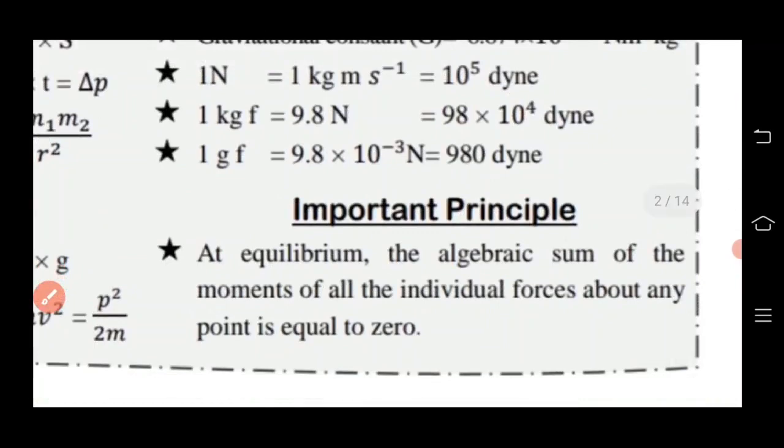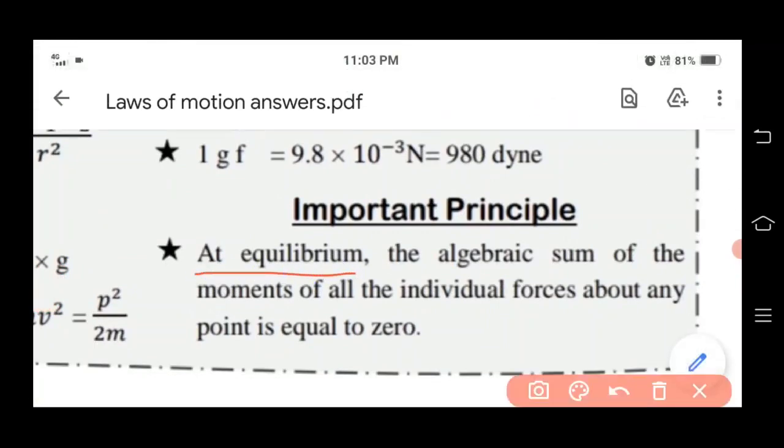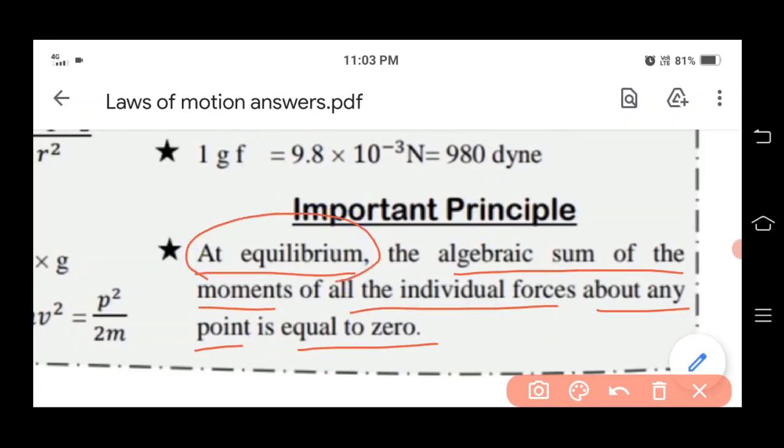And an important principle: at equilibrium, the algebraic sum of the moments of all the individual forces about any point is equal to 0. At what condition? Equilibrium. About any point is equal to 0.